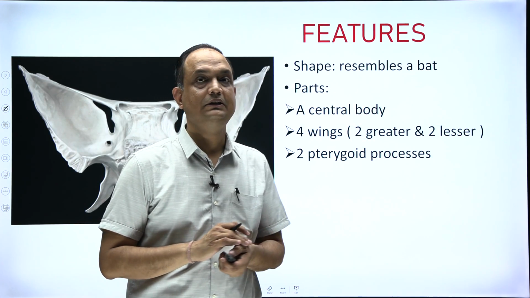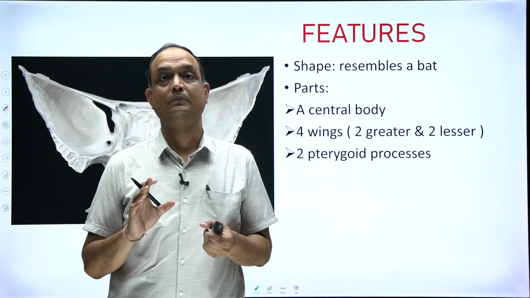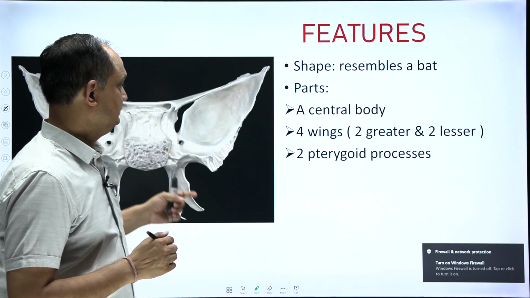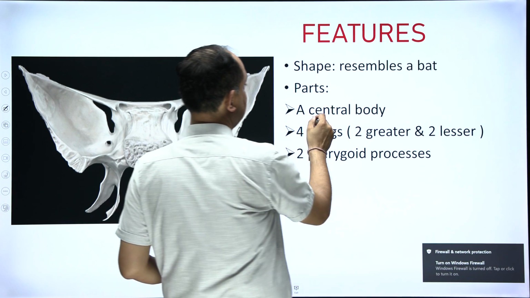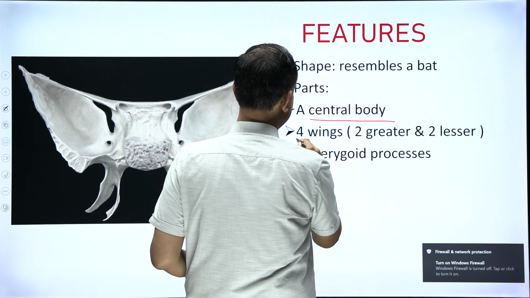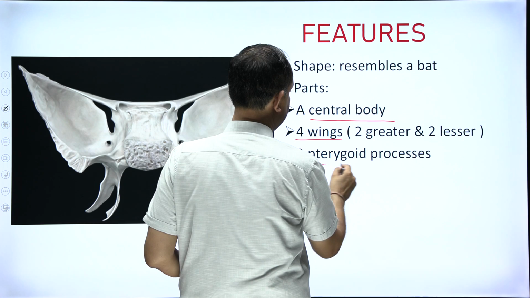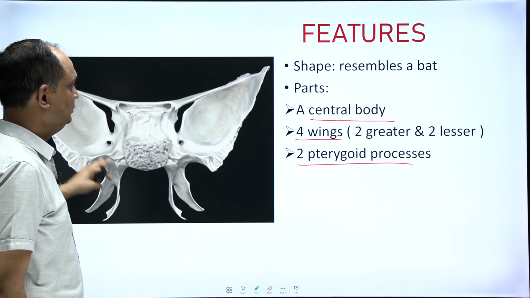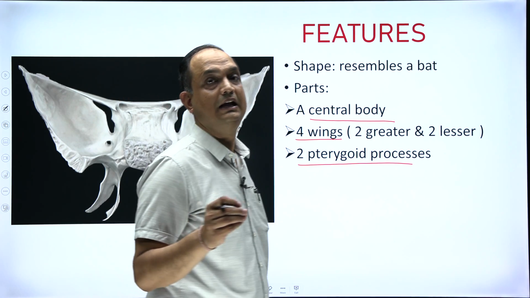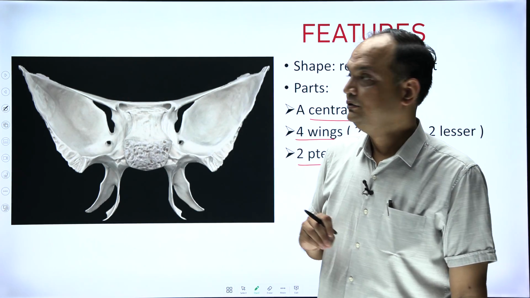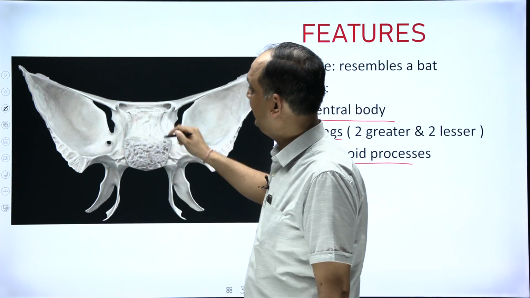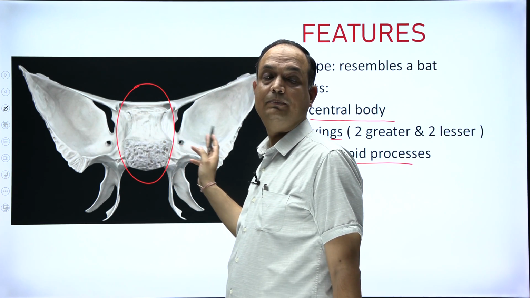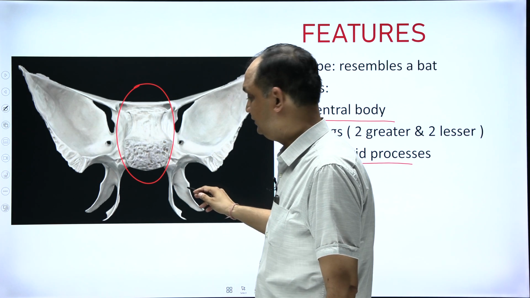When you see the sphenoid bone, what are the important parts you should know when you hold the bone in your hand? It has a central body, four wings, and two pterygoid processes. This bone resembles a bat. This is the body, these are the wings of the bat, and they are the legs of the bat.